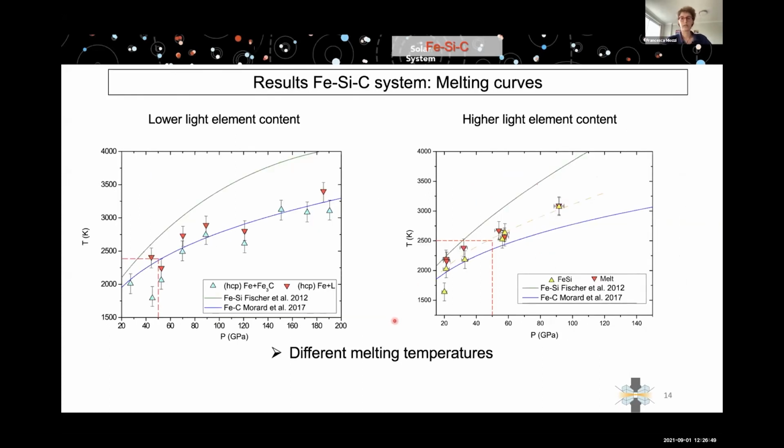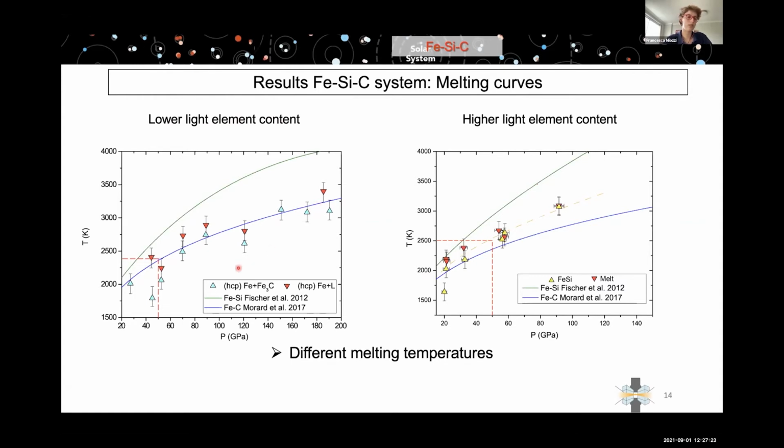Moving on to the melting curves, it was fairly particular because we saw that the melting curve of the sample with the lower light element content was different from all the others. So the 3 samples with the higher light element content had similar melting curves, represented in this figure with the orange dashed line, and different from the one of the sample with lower light element content. As a matter of fact, the melting curve for this sample plots exactly on the melting curve of FeC that we have here in blue.